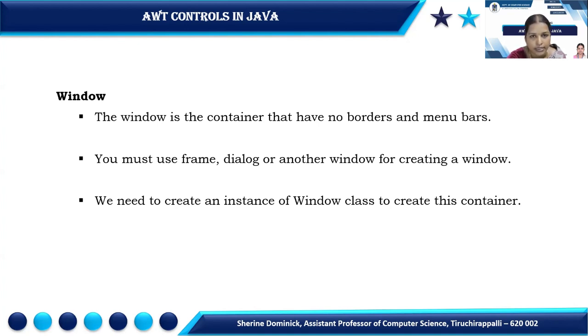The first type is window. Window is a container that has no borders and menu bars. So in this type of component, we don't have the borders or the options available. So we must use the frame or dialog or another window for creating a window. So it is not an independent component. We can use it along with any other component. So we need to create an instance of window class to create this container. So we have to use the object of the window class to create it.